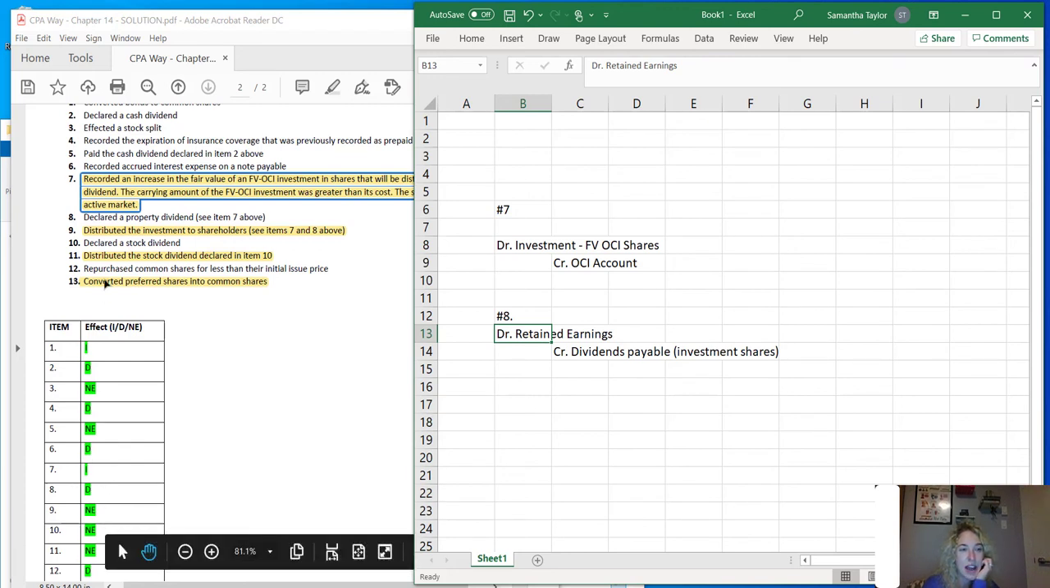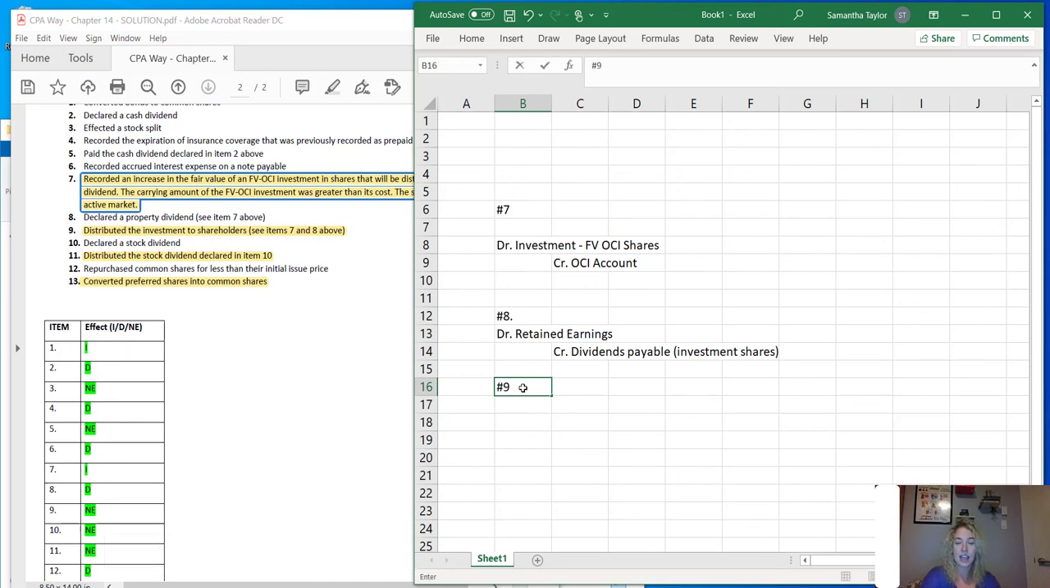And then on the date of number 9, so when we actually distribute the investment, we would then debit this dividends payable for the investment shares that we set up. Pardon me, I said credit. We would reverse it out. And then we would credit the actual investment. And you can see right here, this is debiting a liability, and this is crediting an asset and has no impact on shareholders' equity here for number 9.